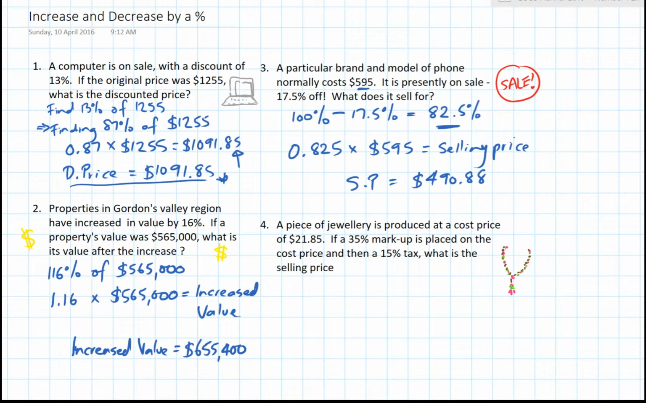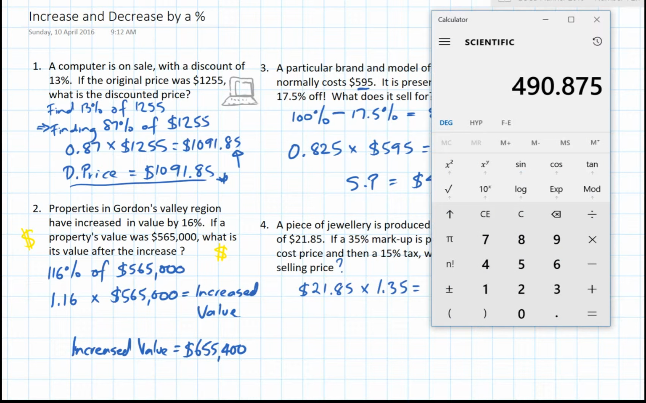And the last question here, we've got a piece of jewellery. It's produced at a cost price of $21.85. If a 35% markup is placed on the cost price and then a 15% tax, what is the selling price? So two increases here. So we're going to work out, first of all, the 35% markup. So 21.85 times 1.35.